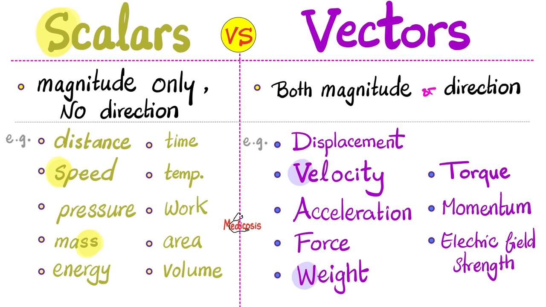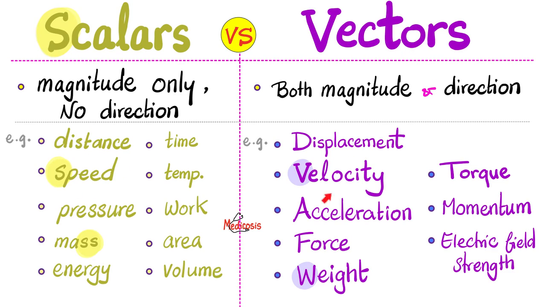Let's go. Scalars versus vectors. Scalars have a magnitude only, but no direction. Vectors do have both a magnitude and a direction. Examples of scalars include distance, speed, pressure, mass, energy, time, temperature, work, area, volume. But look at this. Distance is a scalar, but displacement is a vector.